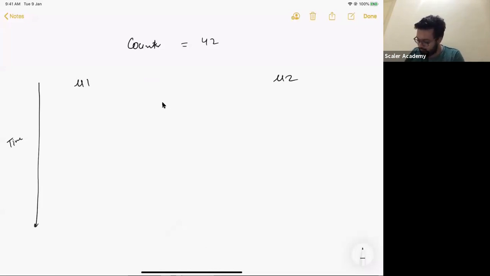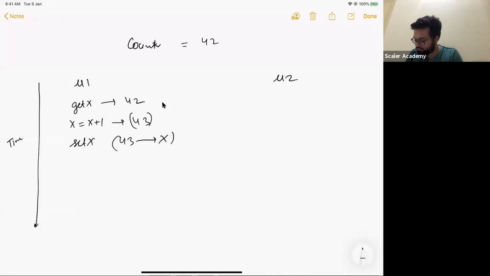So let's say user one would say that I want to get the value of X. What value will he get? He will get 42. In the next clock cycle, he would say that X should be made X plus 1. So that would give him the temporary value of 43. In the next clock cycle, the user can say that I want to set this value back to the DB, and the value 43 actually gets set to X. Makes sense, everybody? Totally makes sense, right?